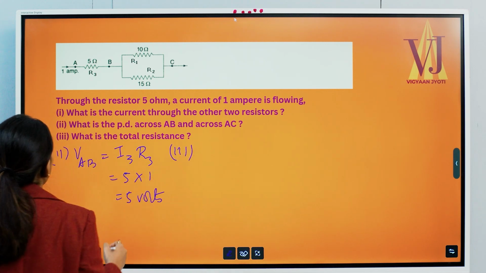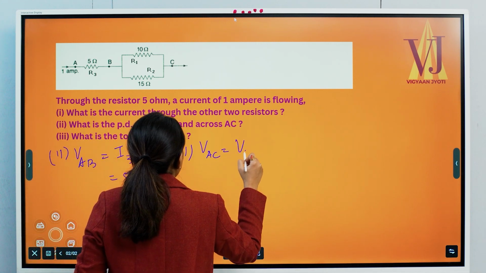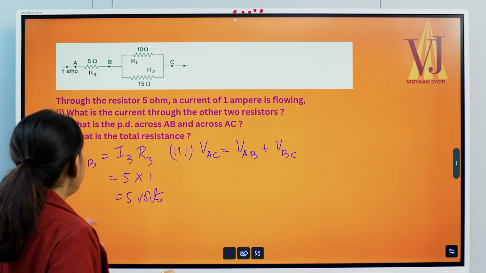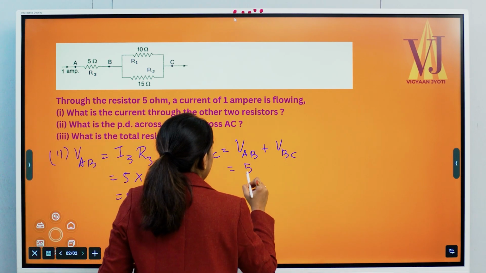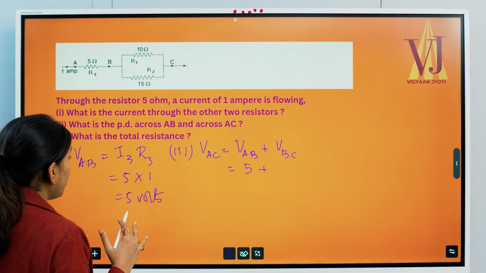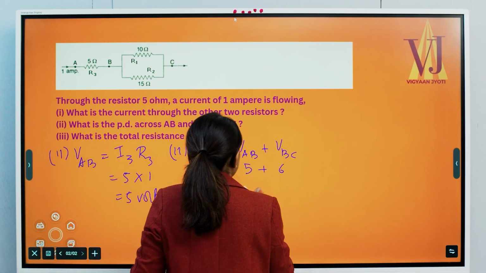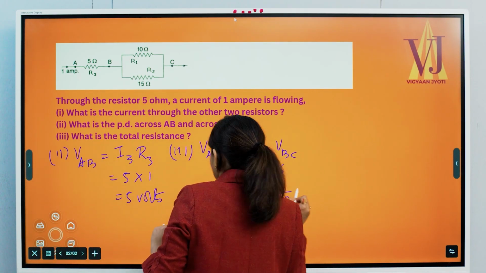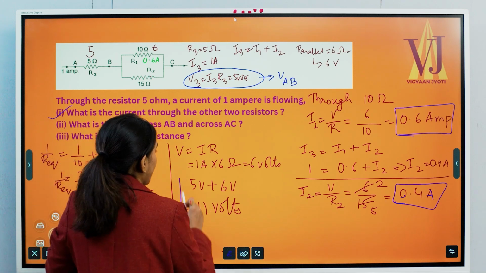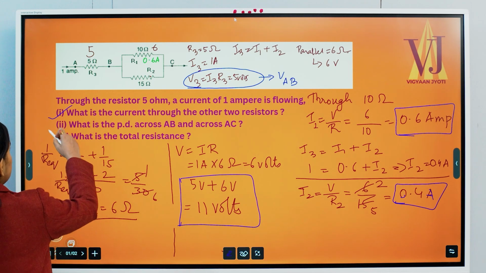Next 3, what is the potential difference across AC? So VAC is equal to VAB plus VBC. Clear? VAB is how much? 5. And how much is VBC? Now VBC is the voltage that we have already found out. It is 6 volts, right? Because we know after all the voltage will be the same. That is 6. That means we have found that it is 11 volts, right? Let me show you how. This is how I have found it out. That means total 11 volts is already done.